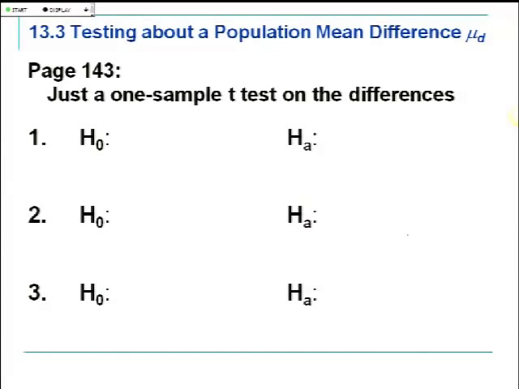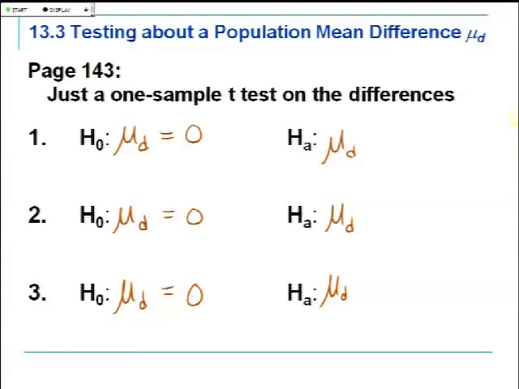H naught and HA always have the parameter in it. In this case, for all of our H naughts and HAs written here, the parameter is mu d. And what else do we know? H naught is the status quo, the prevailing viewpoint, or the statement that there is no effect, no difference on average. And so that's where the equal goes, and you usually are going to put it equal to what value? 0.